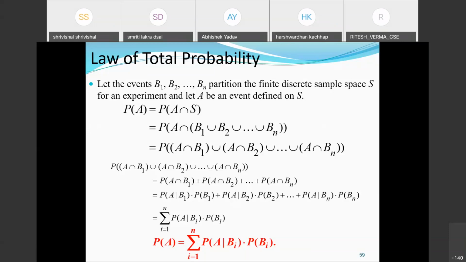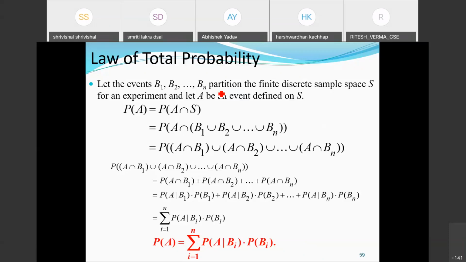So it is the collection of total outcomes corresponding to any experiment, correct? Based on that, we define the sample space. The moment we define the sample space, it means all the possible outcomes have already been considered. There is nothing left out of this collection box. Everything is part of it. So let the events B1, B2, ..., Bn partition the finite discrete sample space. Corresponding to the sample space, we have partitioned it into the n events.